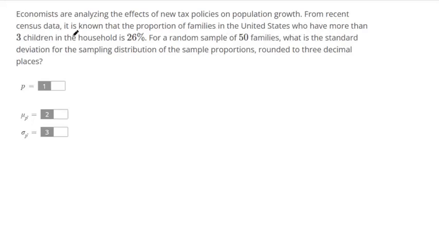I don't know. From recent census data, the proportion of families in the United States who have more than 3 children in the household is 26%. For a random sample of 50 families, what is the standard deviation for the sampling distribution?